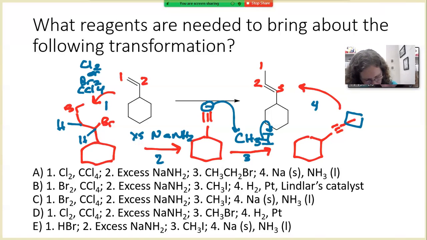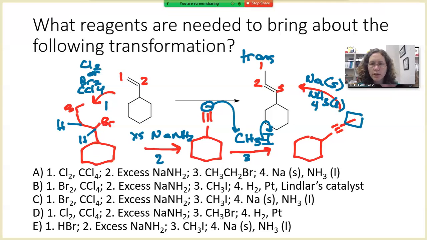Last step is once we have that alkyne, how do we get it to a trans alkene? So there's a bunch of different reactions that we talked about that add hydrogens across pi bonds. And the one that will allow us to convert an alkyne into a trans alkene is the dissolving metal reaction, where you use sodium and liquid ammonia. So we've thought about how to do this. Now let's take a look at our answer choices and see which ones could be legitimate.